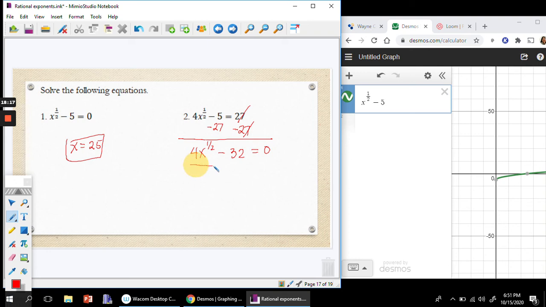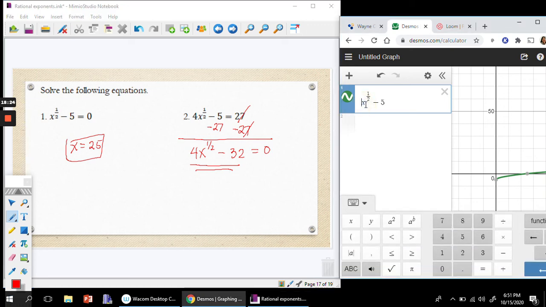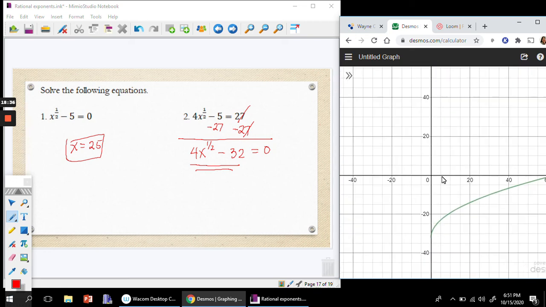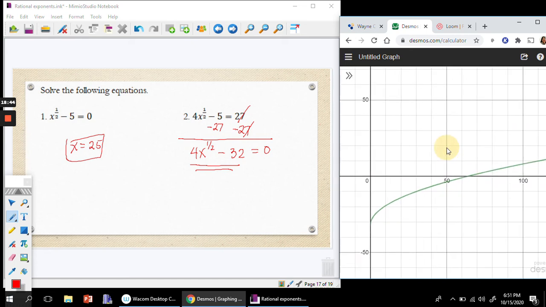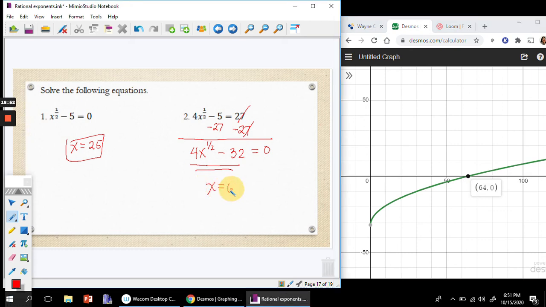And then you are going to type this in Desmos. So let's just edit this one. So that is 4x raised to 1/2 minus 32. Alright, and then this will be the graph. Now let us look for the x-intercept, or the point where the graph passes through the x-axis. That is 64. Okay, so x is equal to 64.